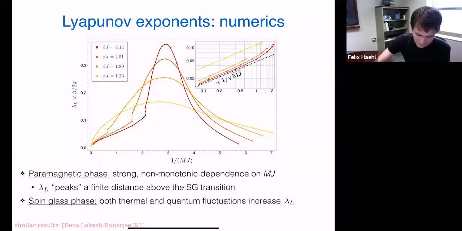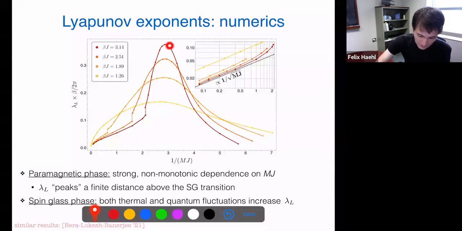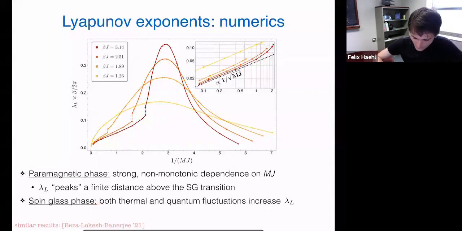And then another interesting feature is this peak here. This peak tells you something about the dependence of the Lyapunov exponent on the coupling mj. In each of these curves there's a fixed temperature, but for different values. But now we look at fixed temperature: how does the Lyapunov exponent depend on mj? And it has this interesting peak.